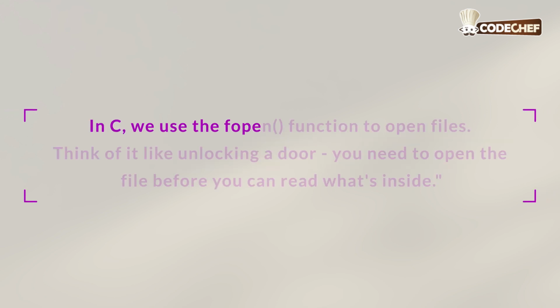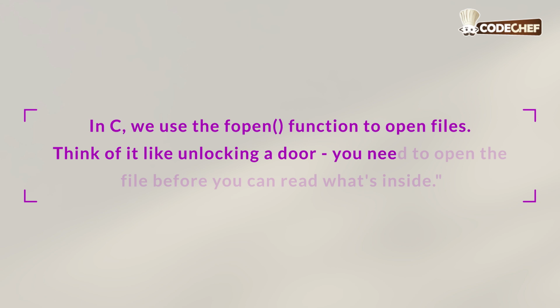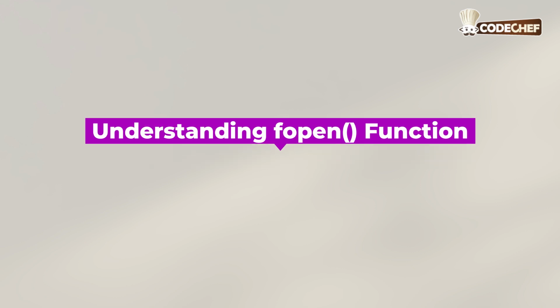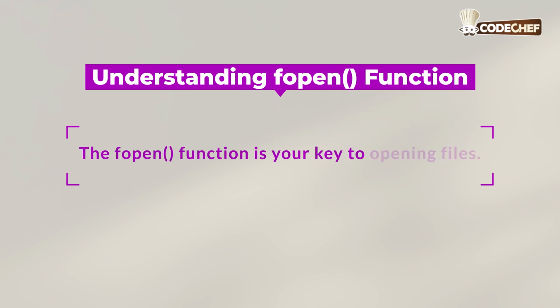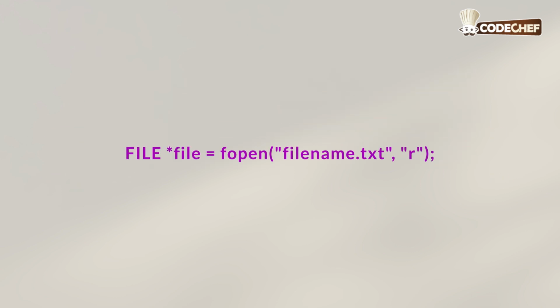In C, we use the fopen function to open files. Think of it like unlocking a door. You need to open the file before you can read what's inside. Understanding the fopen function. The fopen function is your key to opening files. Here's what the syntax looks like. Now let's break this down.